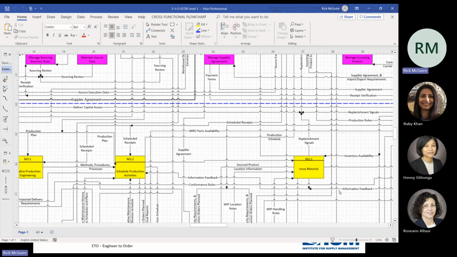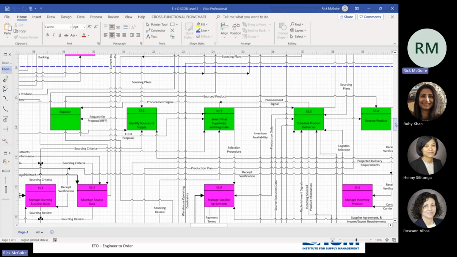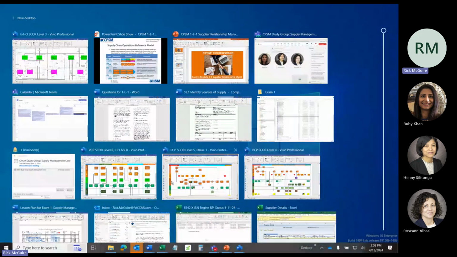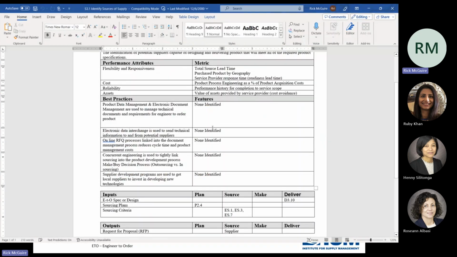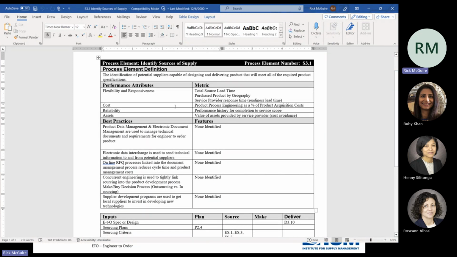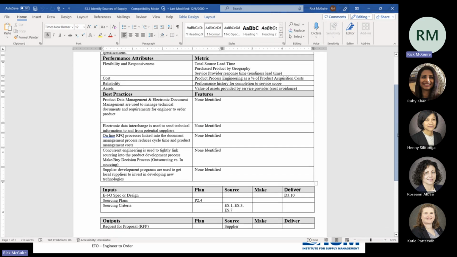And if you look at source, the major steps that they've got for source are identify sources of supply, select final supplier, negotiations, and they got these enablers that go down here. And all these lines are inputs and outputs into each of these boxes. And the boxes are further lined out with this type of thing. So this is identify sources of supply. It talks about attributes and best practices, inputs and outputs.